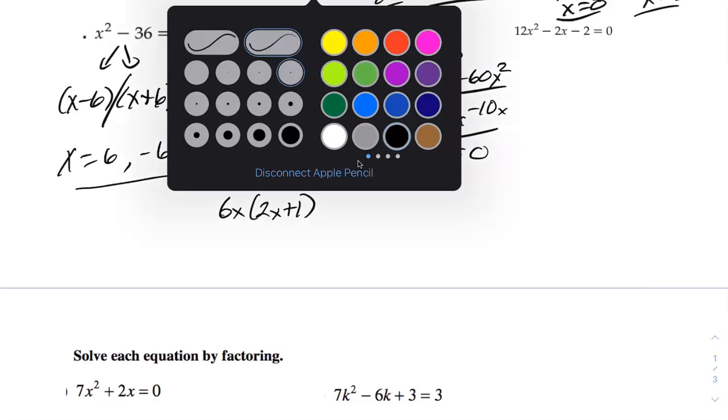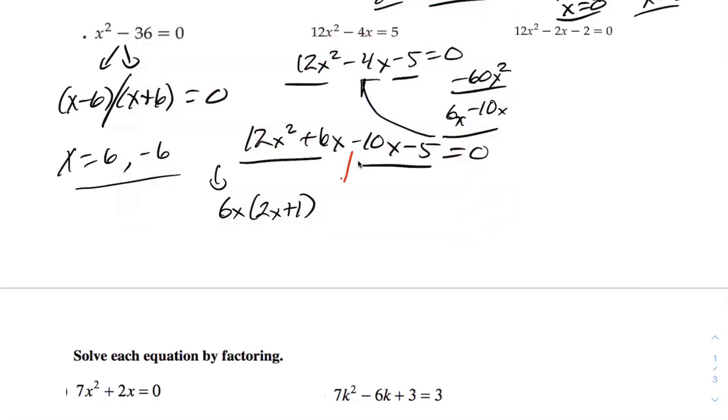Remember here, the thing we always do is bring down the middle sign. Gotta bring that down, that negative. What do these have in common? A 5. And don't forget, when you do that, all you're doing is dividing by negative 5. So negative 10x divided by negative 5 is just a 2x. And here's the big one. Negative 5 divided by negative 5 is a positive 1.